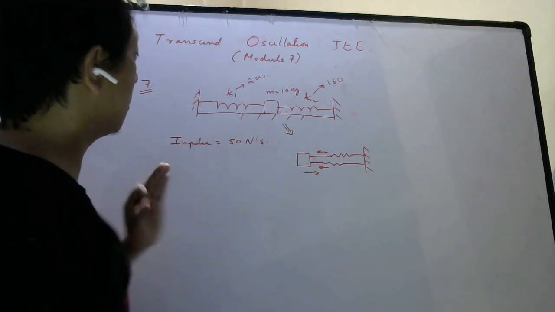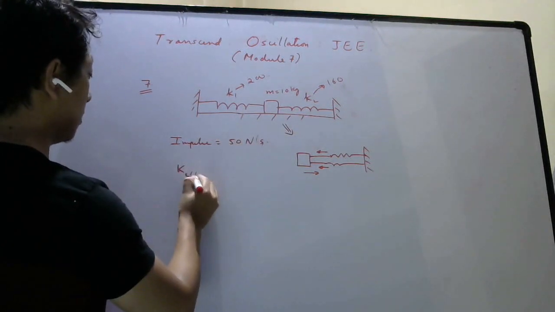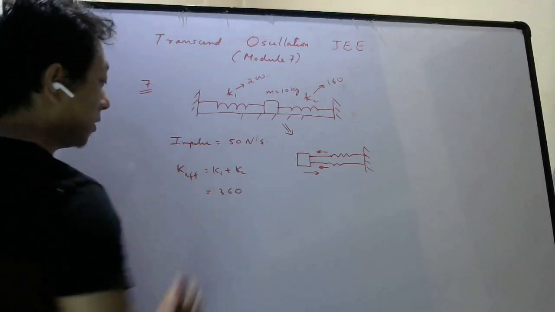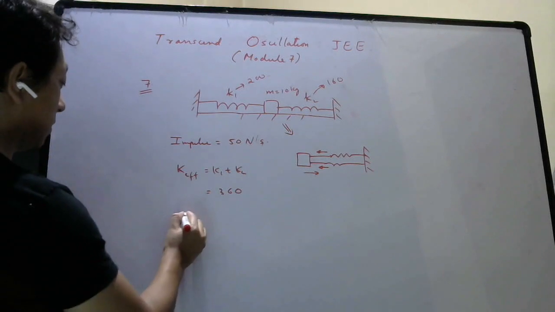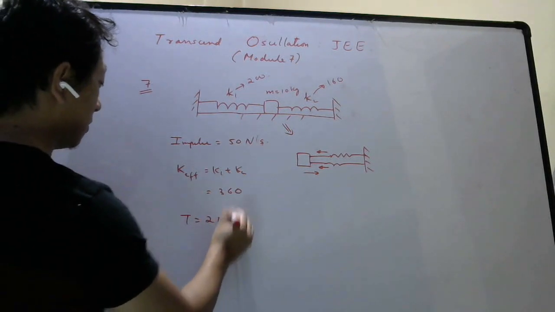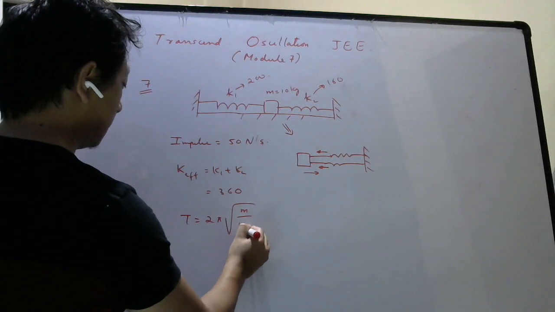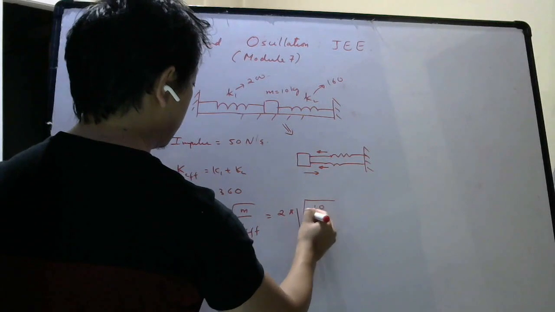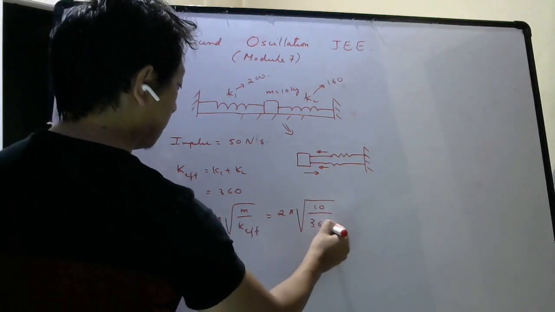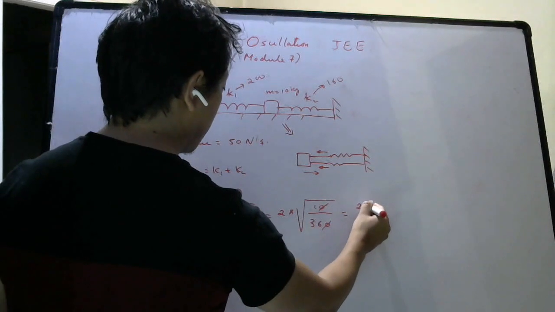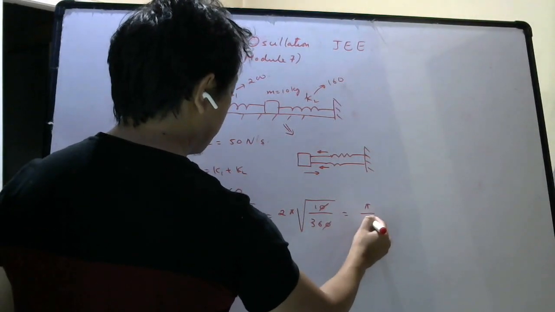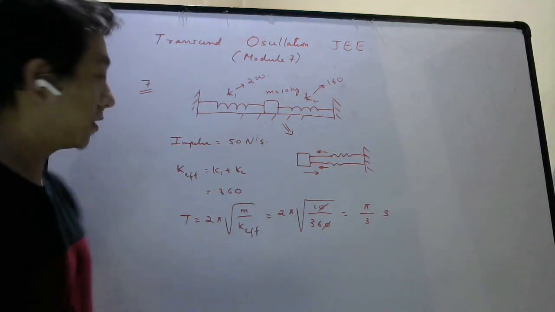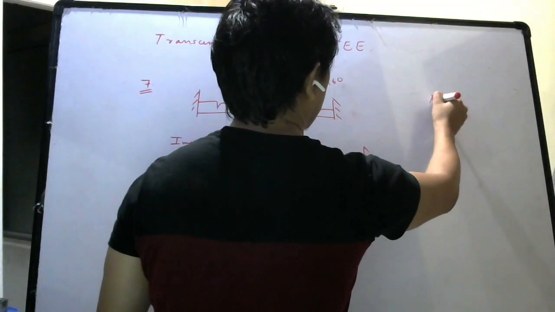So these two springs are in parallel, so your effective spring constant will be K1 plus K2. That will be 360. Once you know the effective spring constant, the period of oscillation will be 2 pi root over m by K effective. So 2 pi root over mass of the block, which is 10 kg, over K effective, 360. The 0 will cancel. This will be 2 pi by 6, which is pi by 3 seconds, approximately 1 second. They have given pi by 6, so the first option is wrong.